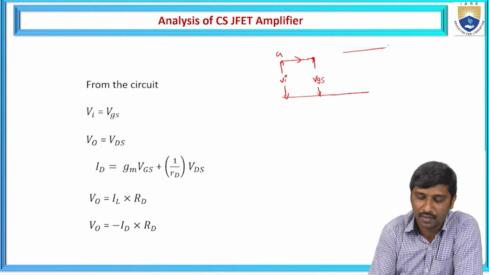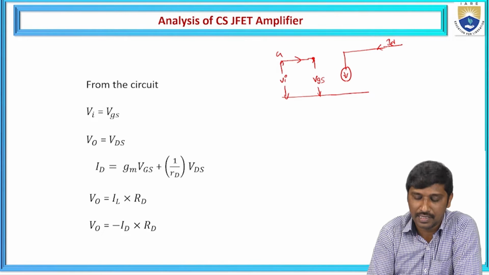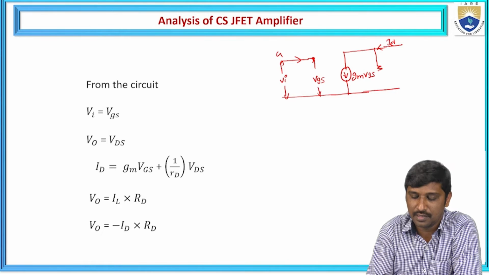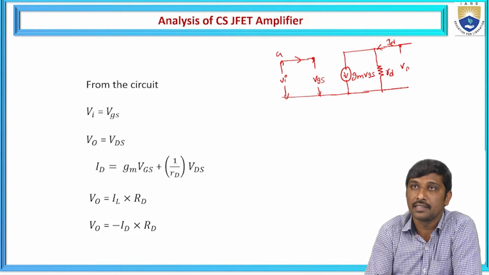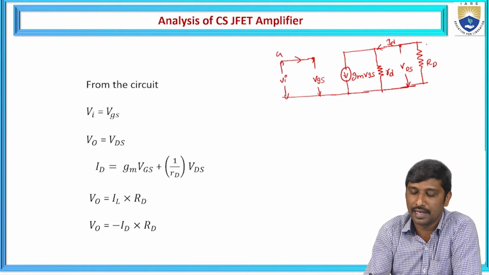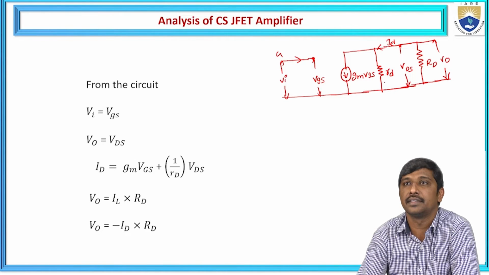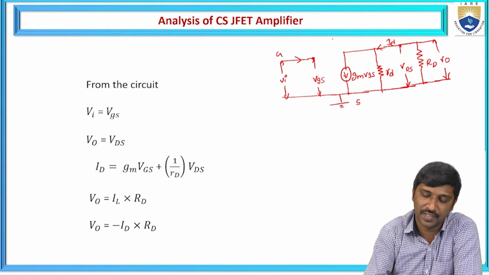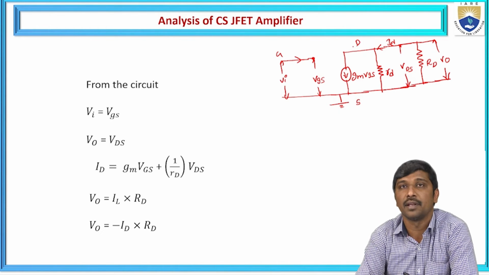Then let us take the drain current flows. One current parameter is represented as gm times VGS, plus this is the internal drain resistance small rd, and this potential is represented as VDS. Externally we place a load resistance, also called the drain resistance, and then we need to measure the output voltage across the capital RD. This is connected to ground, meaning this is the source terminal, this is the gate, and this is the drain terminal.